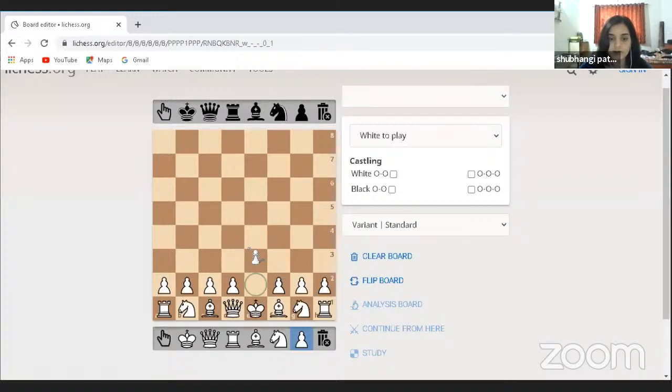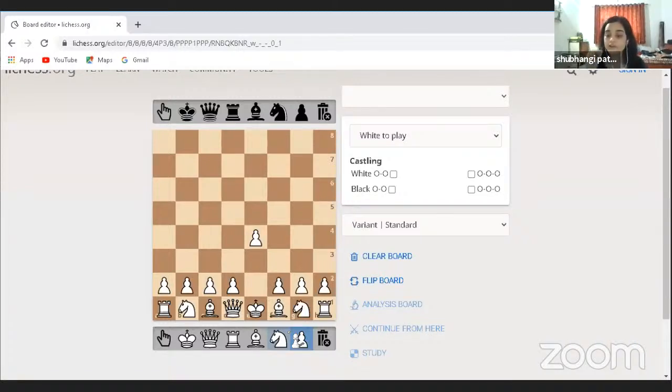From here, you have moved a pawn to here. Okay. So we have moved our pawn. So how will we write this move? Okay, we will write this move as E4.